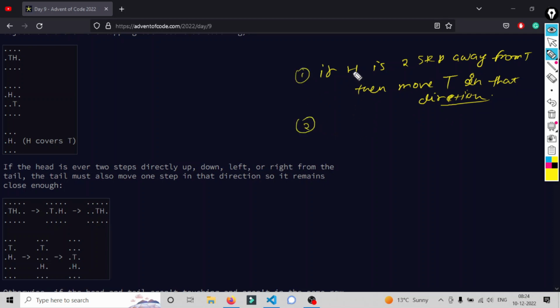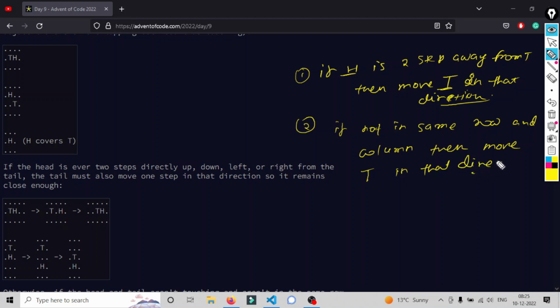And the second rule is saying, if head and tail are not in the same row or same column, then move tail in that direction. So remember, for this rule number 2, rule number 1 will be the same, meaning tail should be at least two steps away from the head. And for rule number 2, if it is not in the same row and same column, then we have to move it in that direction.